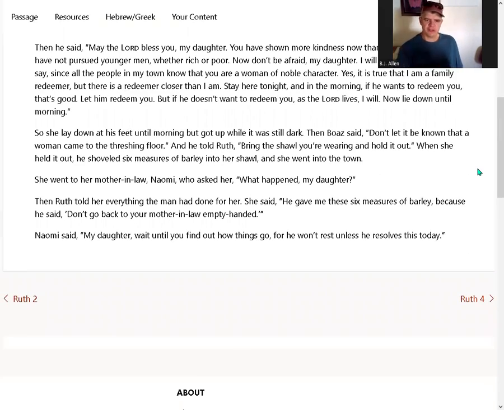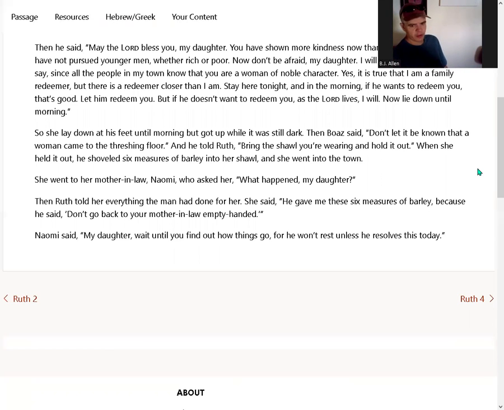So she lay down at his feet until morning, but got up while it was still dark. Then Boaz said, "Don't let it be known that a woman came to the threshing floor." And he told Ruth, "Bring your shawl you're wearing and hold it out." When she held it out, he shoveled 6 measures of barley into her shawl, and she went into town.